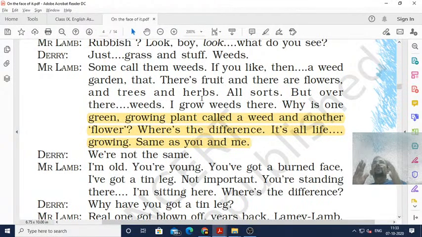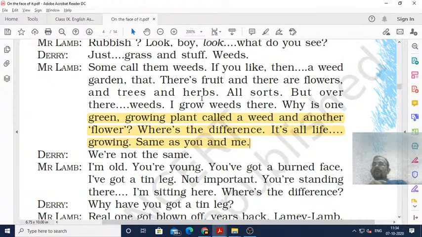This is the hardcore reality of life. On the one hand there are weeds, on the other hand flowers, fruits, trees, etc. It's all life. Life consists of both flowers as well as weeds. Same as you and me, the way both of us are growing in our age, weeds are growing, flowers are growing, trees are growing. So this is the rule of the universe, that both weeds as well as flowers grow together and they coexist in nature.